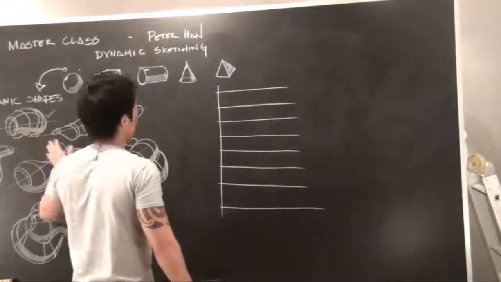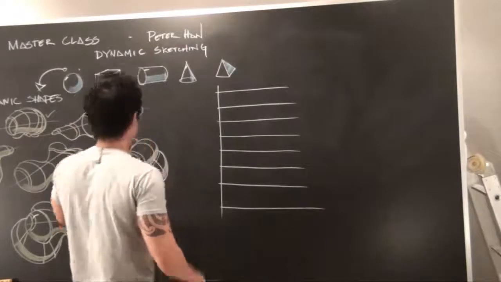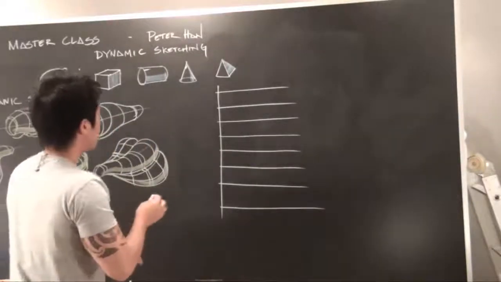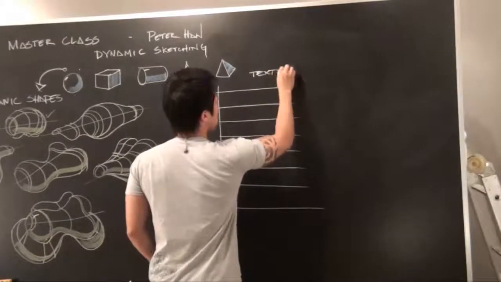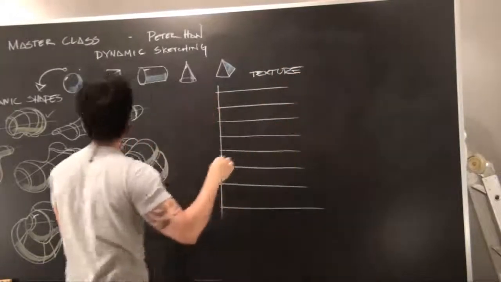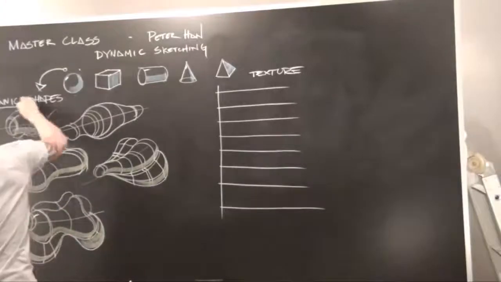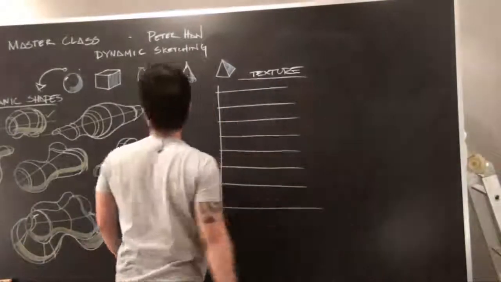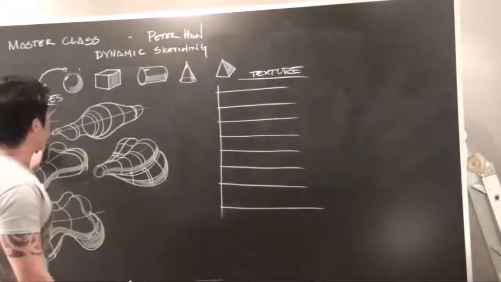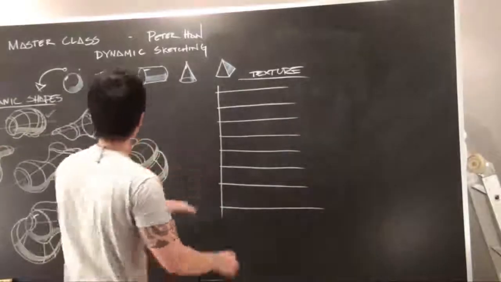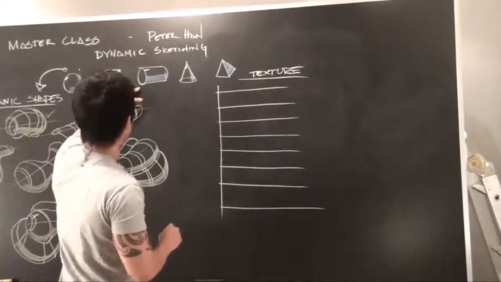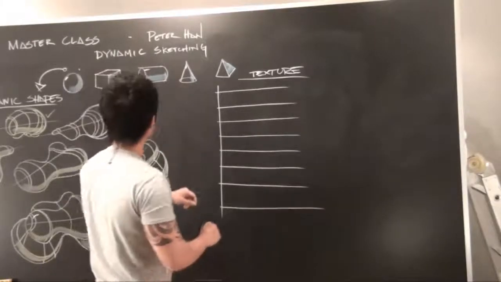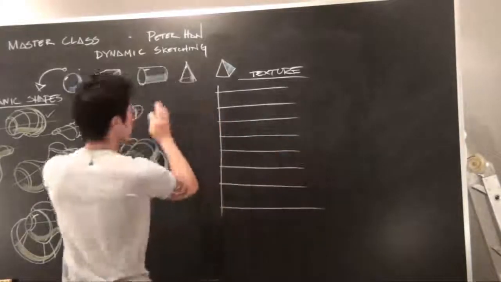We've tackled organic shapes. Now, how do we apply texture? And I kind of want to split this up where we're going to do organic stuff first, get into texture, learn how to apply that, then get into the geometric forms, and also learn how to apply texture to those as well.